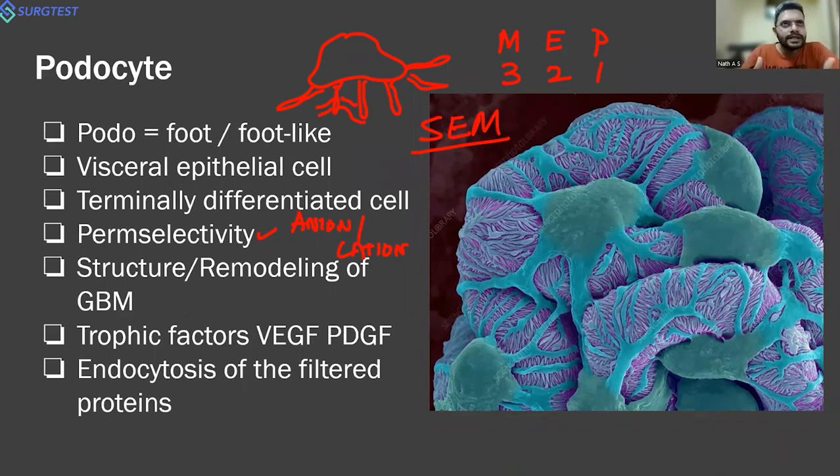And podocyte, what are the functions of podocyte? So it maintains the structural integrity of the glomerulus. It helps in remodeling of the glomerular basement membrane if there is any injury. And it also secretes a lot of trophic factors, your vascular endothelial growth factor, VEGF, and your platelet derived growth factor, PDGF, all come from the podocytes. So they are very important trophic factors. And endocytosis of filtered proteins. Whatever gets filtered is endocytosed by the remaining part. So starting from the podocyte, then it goes into the tubules, your proximal tubular cell, everything endocytoses your filtered protein. So podocyte performs that function as well.